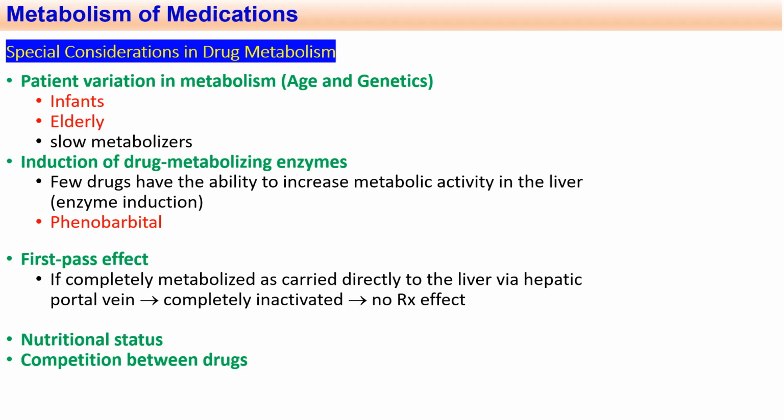Induction of drug metabolizing enzymes. Few drugs have the ability to increase metabolic activity in the liver. An example would be phenobarbital, which is an anti-seizure, anti-epileptic drug. This drug, the phenobarbital, causes the liver to synthesize a greater amount of microsomal enzymes, which will accelerate the metabolism, in other words, the inactivation of most drugs metabolized in the liver.